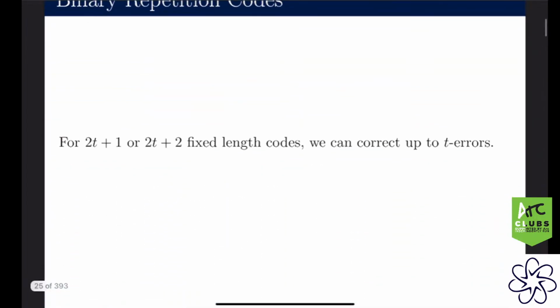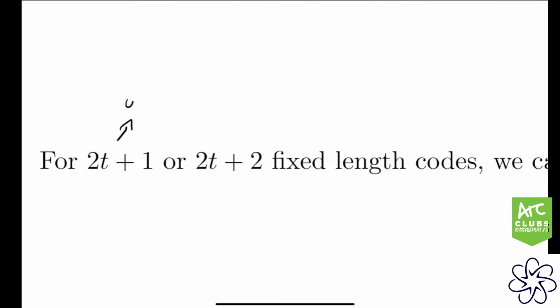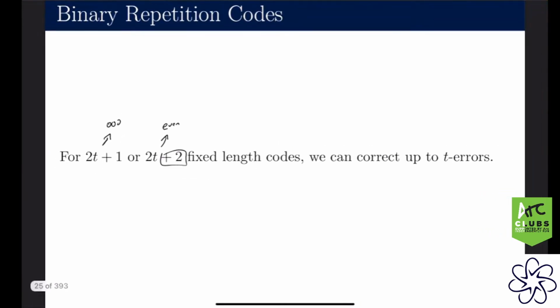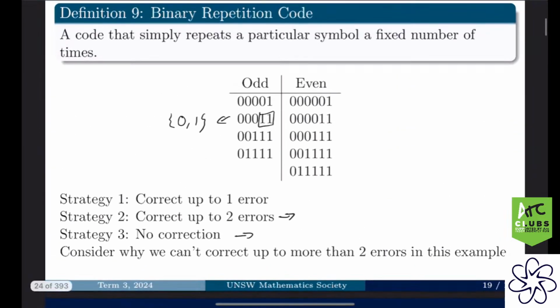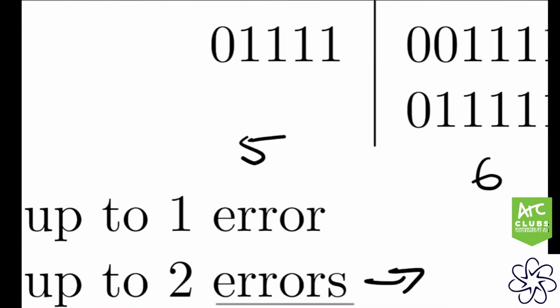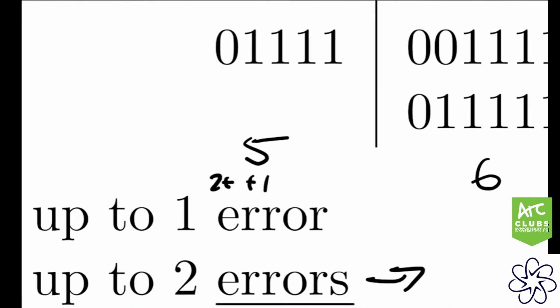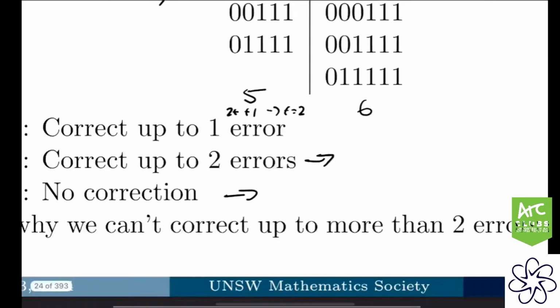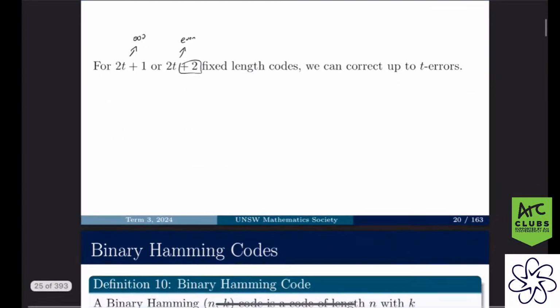Yep. So for a 2t plus 1 or 2t plus 2, this really is just a way of saying odd or even, and the reason we have this plus 2 here will come in later. We say that we can correct up to t errors, right? So for a code length of 5 here, or 6 here, this would have been 2t plus 1. So t is equal to 2, which makes sense. We could only correct 2 errors here, not 3.